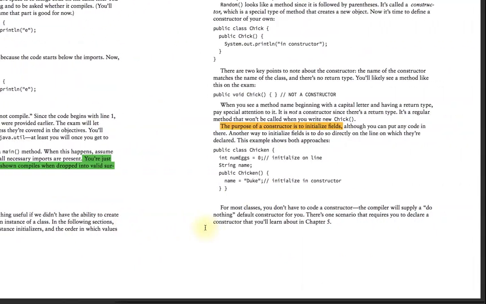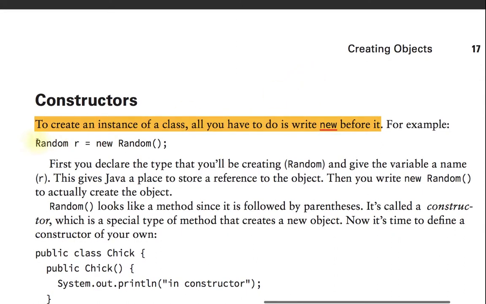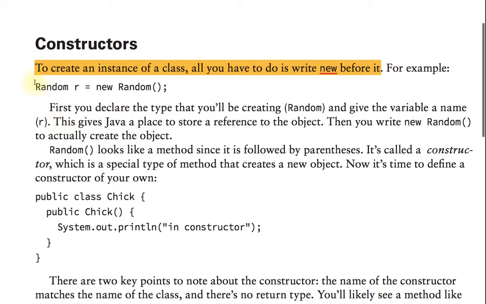And then constructor, here we go. So we are talking about the constructor. And what is a constructor? It creates an instance of a class. All you have to do is write new before it, right? Here, Random r = new Random(). It means that an instance is given, an object is created for Random, and the object name is r.